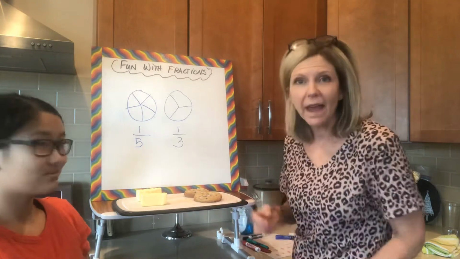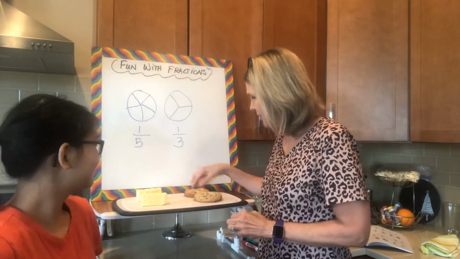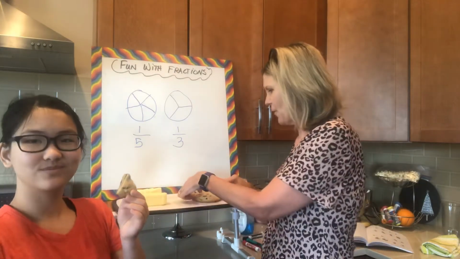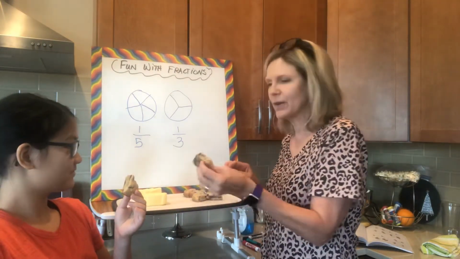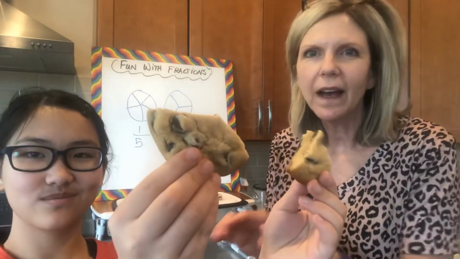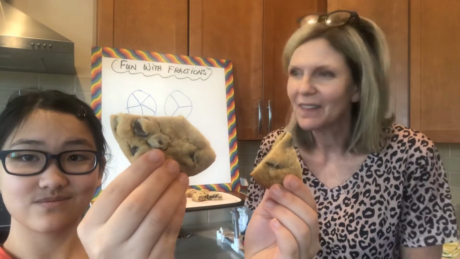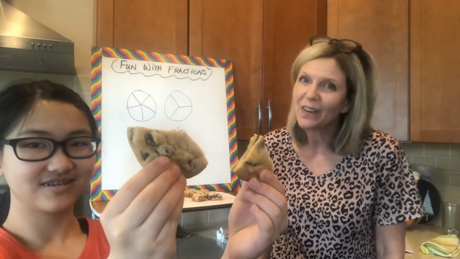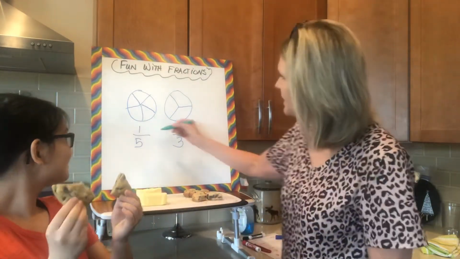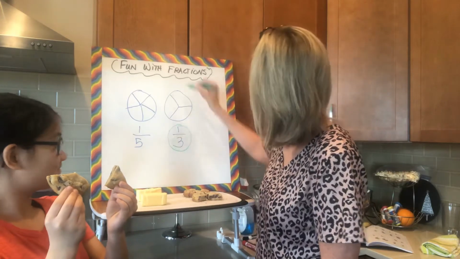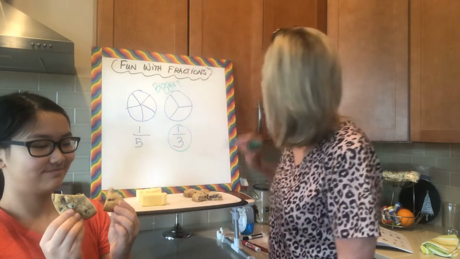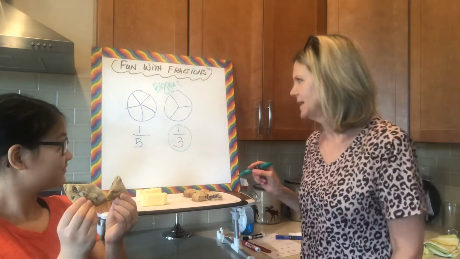If I gave Ming Mei 1/5 of a cookie here, you can hold that up. And then I gave her 1/3 of my cookie. Hold those way up to the camera, close. Which one is bigger, Ming Mei? The third. 1/3 is bigger than 1/5. So I'm gonna circle that because I wanna know which one's bigger. It's the 1/3.